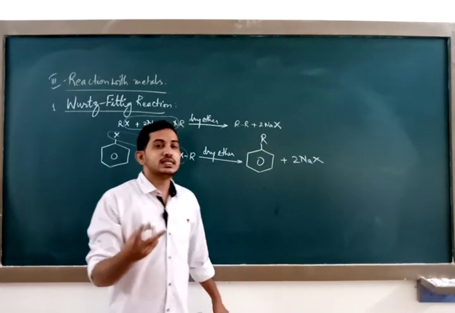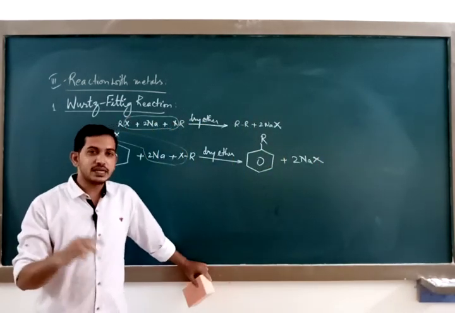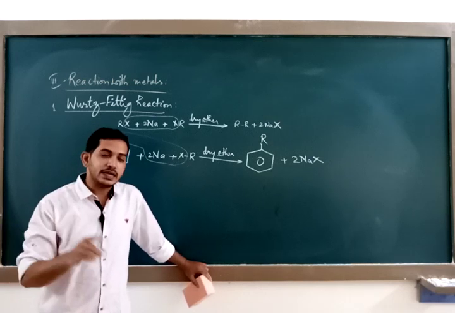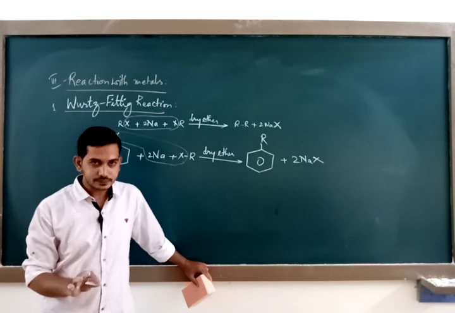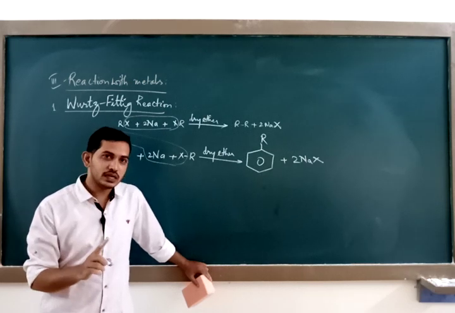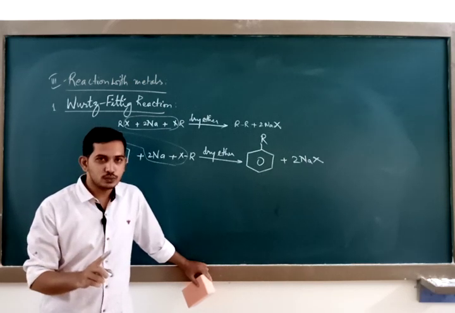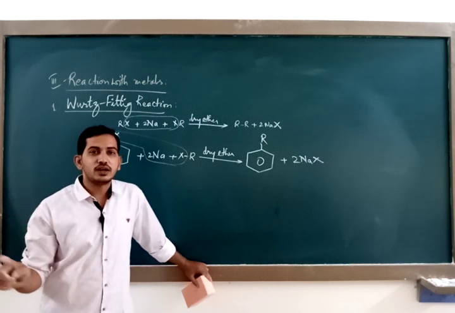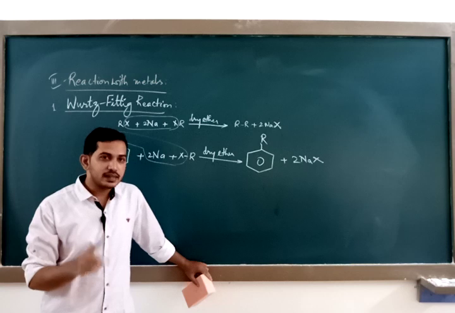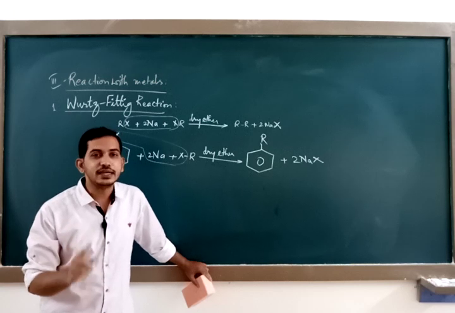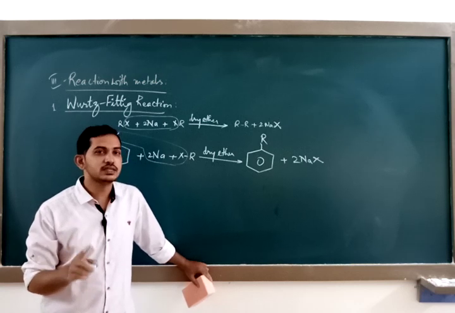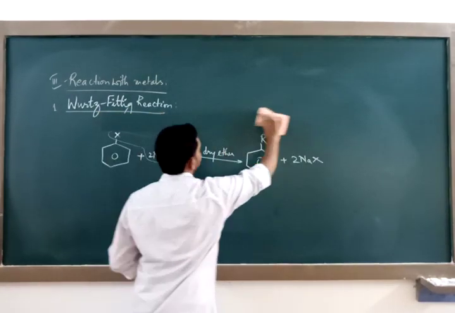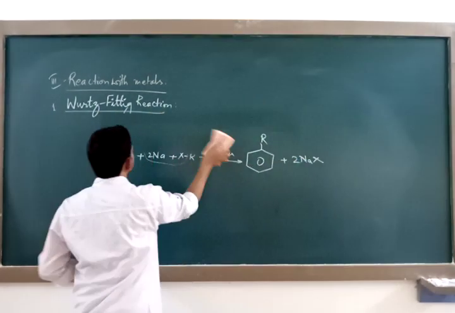If two haloalkanes are used with sodium metal in presence of dry ether, the product is an alkane, the reaction is Wurtz reaction. If one haloalkane is used, one haloarene is used along with sodium metal in presence of dry ether, the product is alkyl benzene and the reaction is Wurtz-Fittig reaction. Let us see how Wurtz-Fittig reaction is done using an example.